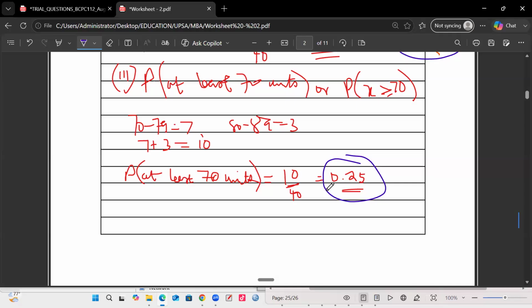So the last one is to be multiplied by 100. So it will be 25%.